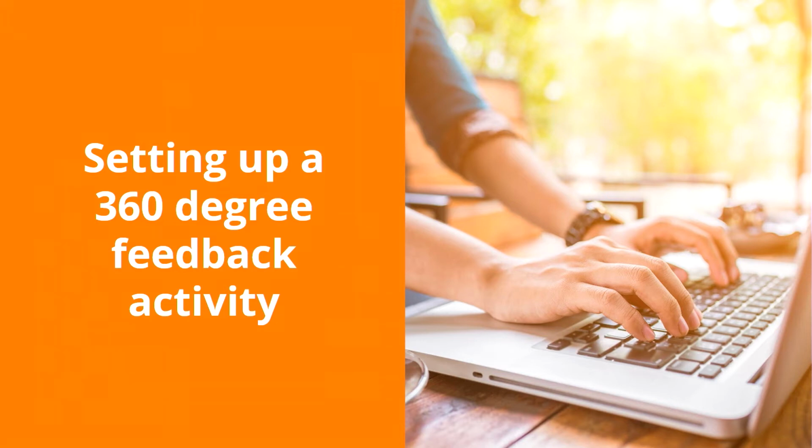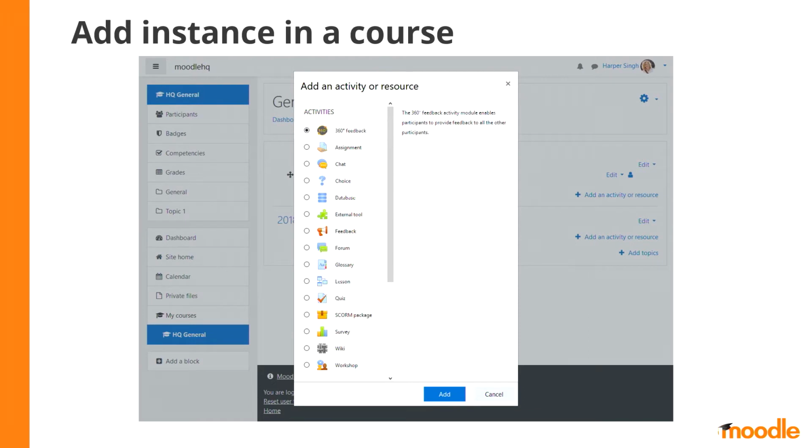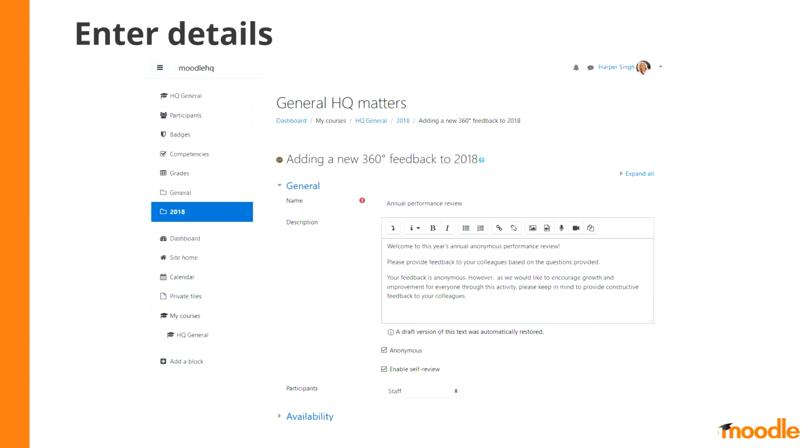So first, to set up a 360-degree activity in Moodle, as an editing teacher, you will have to add this into your course using the usual activity chooser. So here it will show up, and then simply select it and click on Add. Then you will see the usual, you can give it a name, a description. It might be a guide to your participants on how to fill out the activity, the feedback.